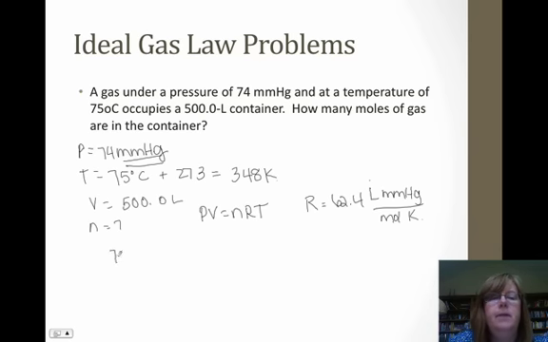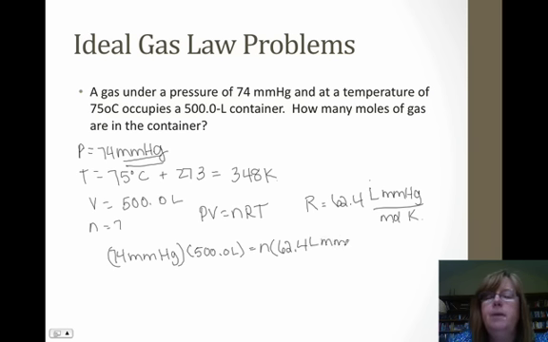All right, so 74 millimeters of mercury times 500 liters is equal to n. That's what we're solving for. The R that we've chosen to use based on our pressure unit is 62.4 liters millimeters of mercury per mole Kelvin.